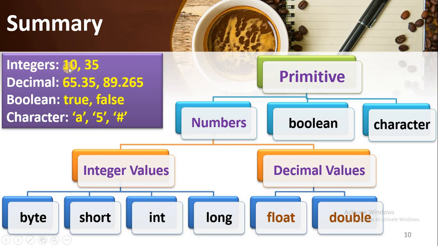Integers can be represented like a number without a fractional part. An example is 1035. Decimal value examples, with a fractional part, are 65.35 or 89.265 and so on. The values we can use for boolean are true and false. And for the character data type we can use any alphabet, number or symbol, but those must be enclosed within single quotes. This is the summary of primitive data types.